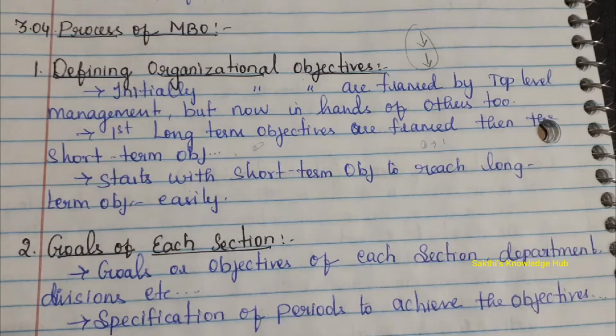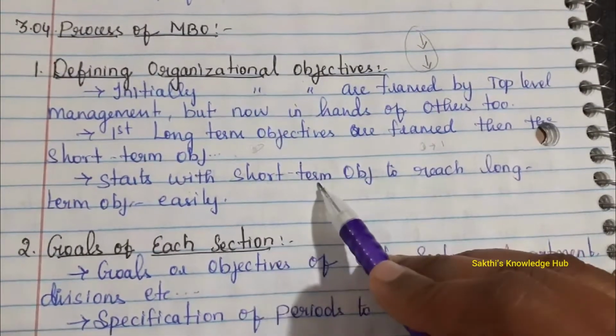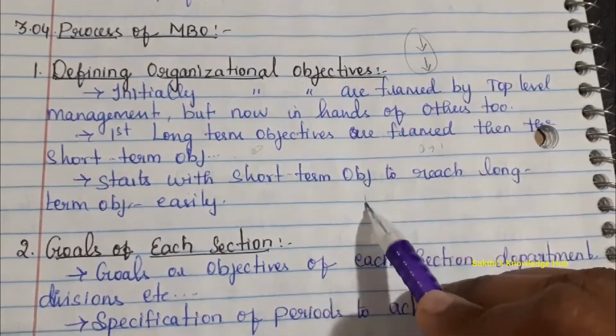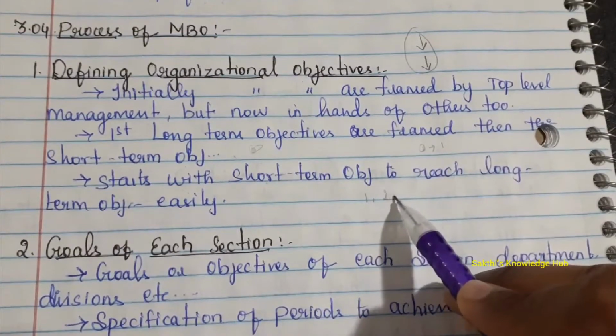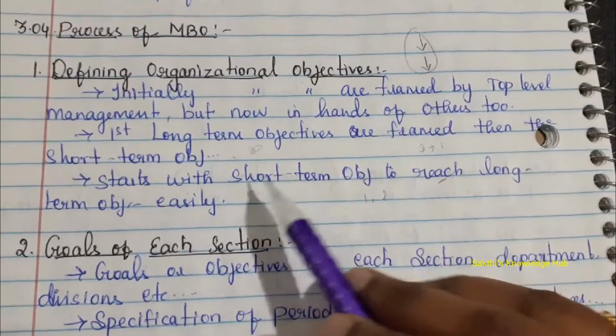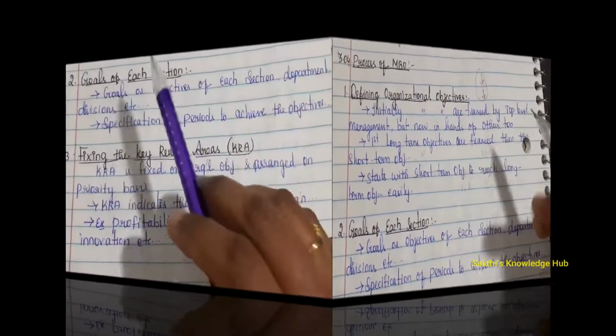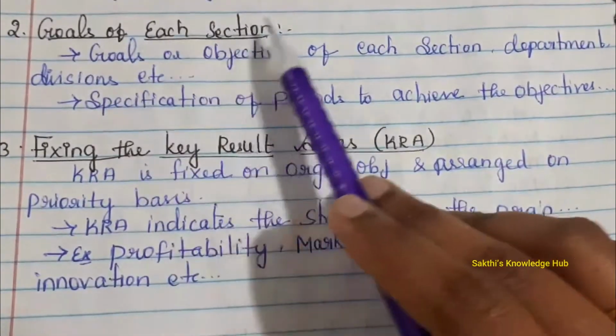Likewise, some objectives will be there. So first they will start to work with the short term objective. Once we cross the first step, only then can we move to the second step and finally to the reaching point. Just the same, they will start with the short term objective and they will reach the long term objective easily.